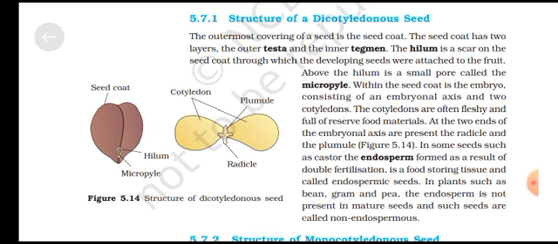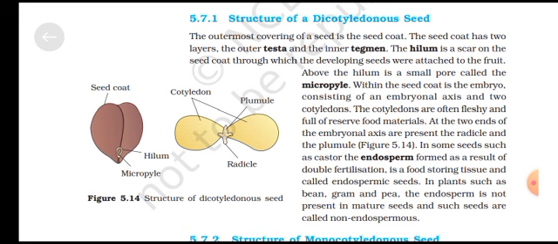Structure of a dicotyledonous seed. The outermost covering of a seed is the seed coat. The seed coat has two layers, the outer testa and the inner tegmen. The hilum is a scar on the seed coat through which the developing seed was attached to the fruit. Above the hilum is a small pore called the micropyle. Within the seed coat is the embryo, consisting of an embryonal axis and two cotyledons. The cotyledons are often fleshy and full of reserve food material.